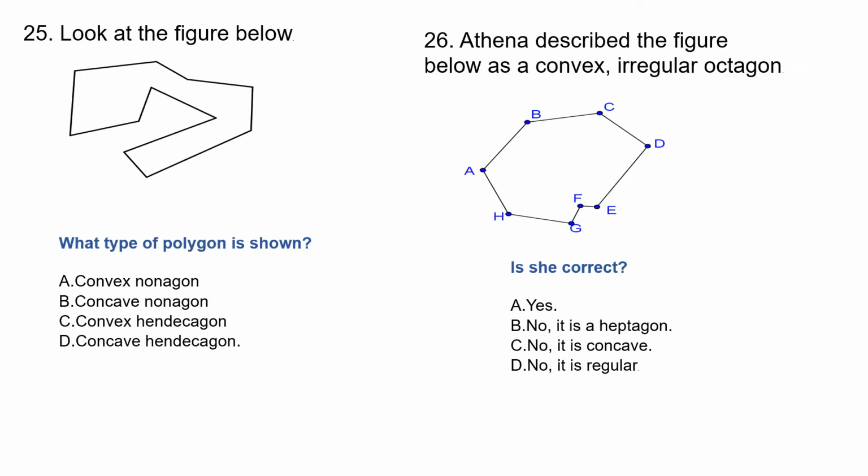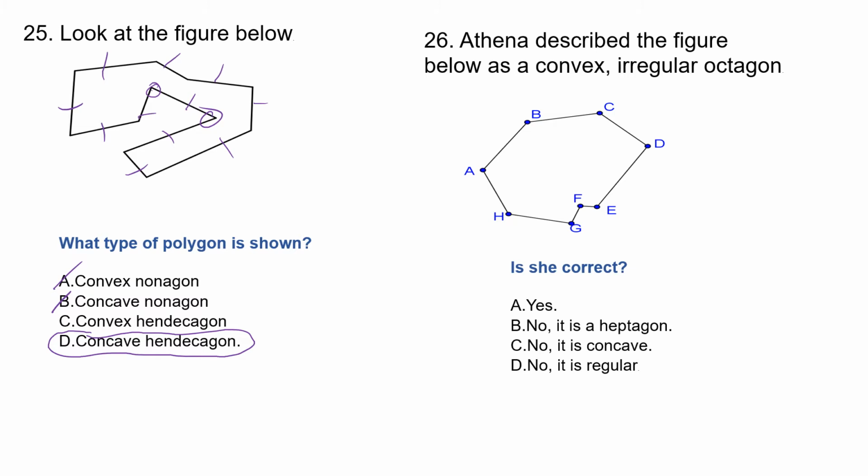Okay, so for 25 and 26, we're looking at convex and concave polygons. So for 25, it says, what type of polygon is shown? Let's count the number of sides first. 1, 2, 3, 4, 5, 6, 7, 8, 9, 10, 11. So it has 11 sides, and so we could eliminate A and B because a nonagon has 9 sides. But C and D both say that it is a hendecagon. But is it convex or concave? It will actually be concave. And you can say that a polygon that is concave has dents, so you can kind of see these dents here. So that's the way I like to look at it. It's concave, it has caves, it has dents.